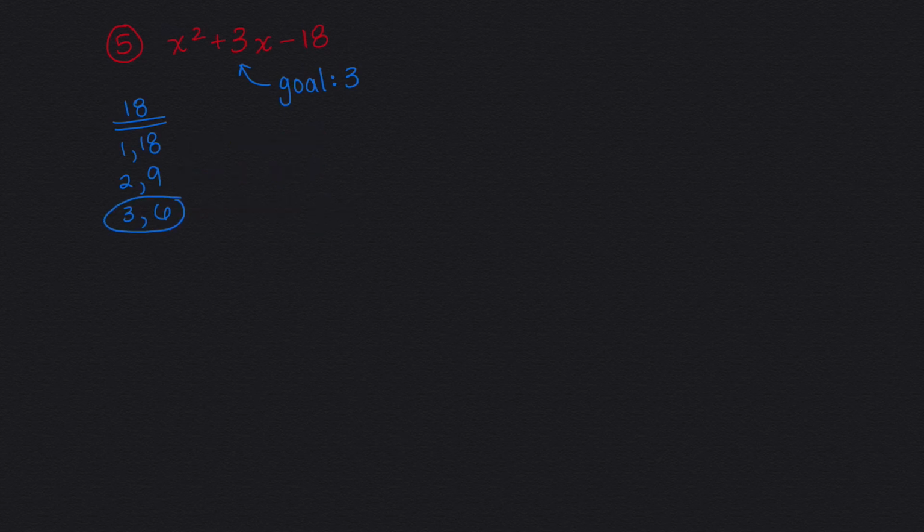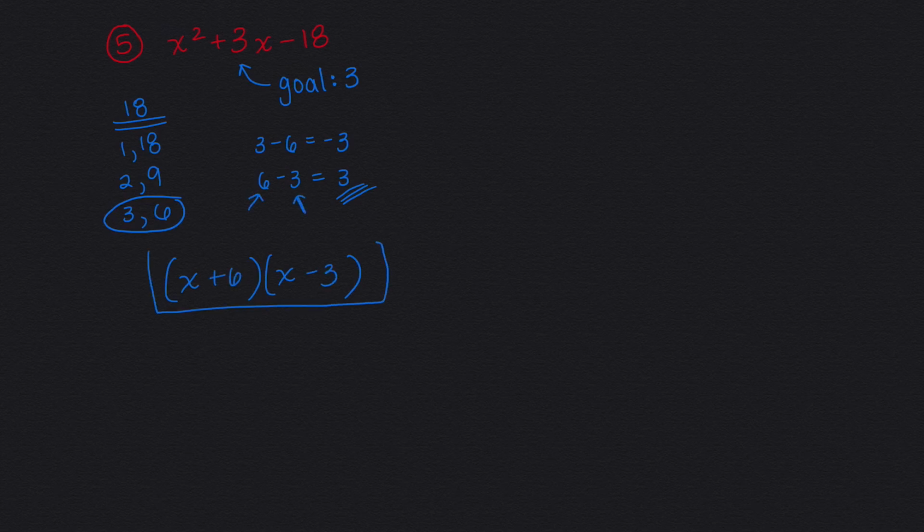Now we have to figure out the signs. Let's check. 3 minus 6 gives us negative 3. That's not what we want. However, 6 minus 3 gives us the positive 3 that we're looking for. We'll open up our parentheses once more. We can write our x's inside, and the two numbers that we found are positive 6 and negative 3. So our final answer is x plus 6 times x minus 3.